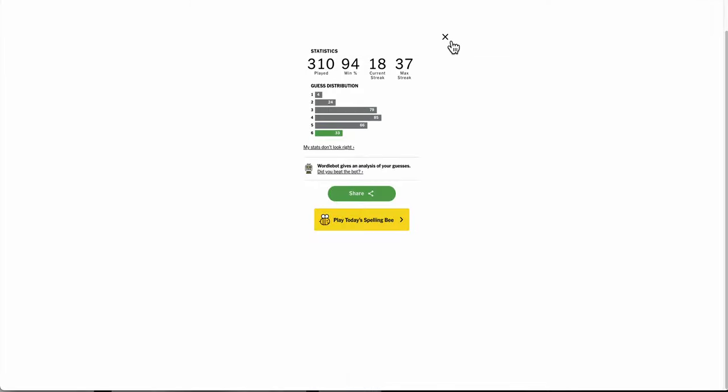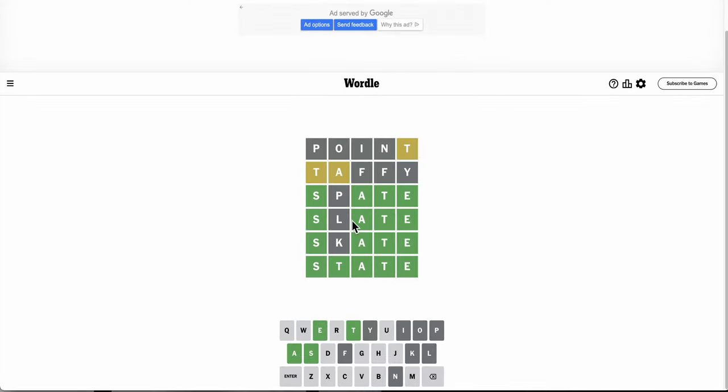I just realized spate was a silly third guess because it reused a P. But slate and skate were still out there. How many other S something ATE possibilities were out there? I'd love to know that, and let me know in the comments if you think of anything.